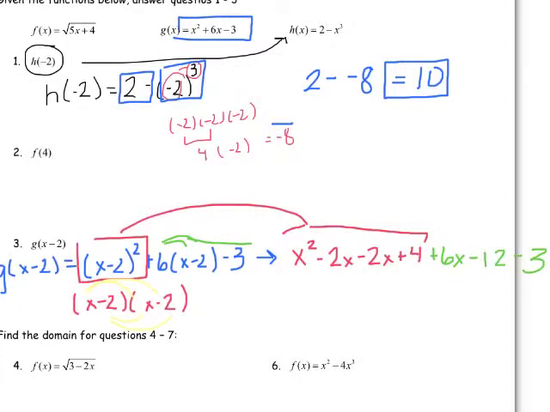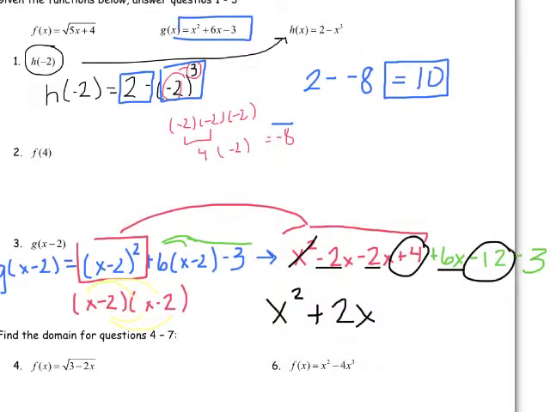All right, so let's combine like terms. x squared is the only x squared. Minus 2x makes minus 4x. And I've got plus 6x, so positive 2x. 4 minus 12 is negative 8, so minus 11.